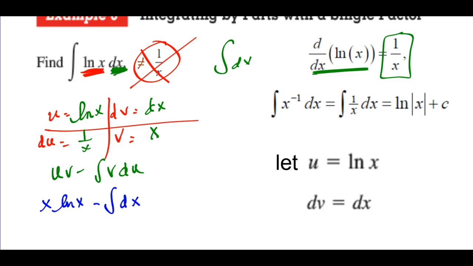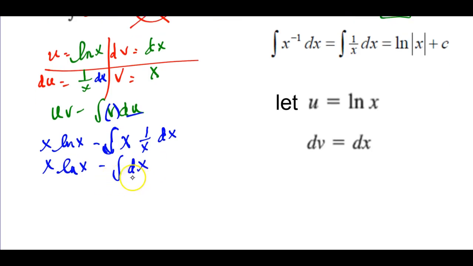Well, not exactly. Let's see. This is the integral of x is my v, and then du is 1 over x. And of course, I dropped it, but I have a dx there. And then that says x ln x minus just the integral of dx. And the integral of dx is just x. So x ln x minus x.